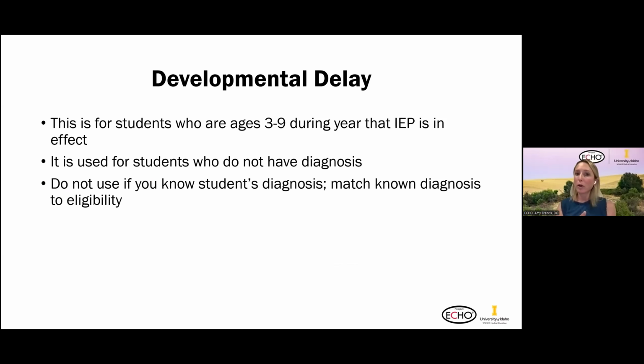Developmental delay is the other major eligibility that we'll be looking at. This is for students who are ages 3 to 9 during the year that the IEP is in effect. Beyond age 9, we cannot use developmental delay as an eligibility. Children are then reclassified, so either intellectual disability, speech and language impairment, or autism sometimes. So this is more an eligibility of elementary school and early childhood. It is used for students who do not have a clear diagnosis. If a child does have a diagnosis, as I mentioned, it's best to match that diagnosis to the appropriate eligibility. Next slide.